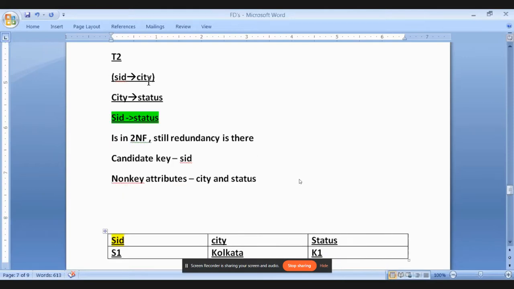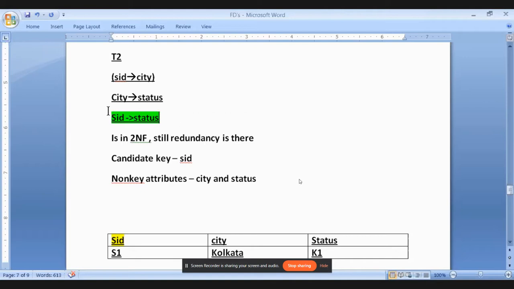Now, here I have given two FDs. There are only two FDs in the T2 table, so it became very easy to understand that SID to status is there. But sometimes, when the list of FDs is very large, it is not very easy to find out what transitive dependencies are present. If you are unable to find out, there is a short trick. The trick is about when an FD will be derived where a non-key attribute transitively depends on the candidate key, via a transitive dependency.